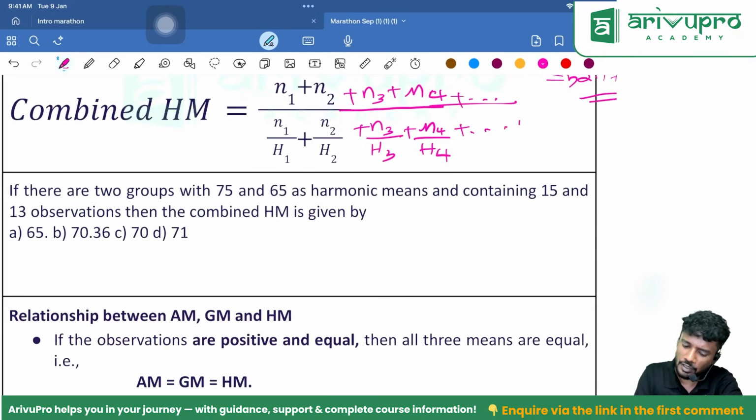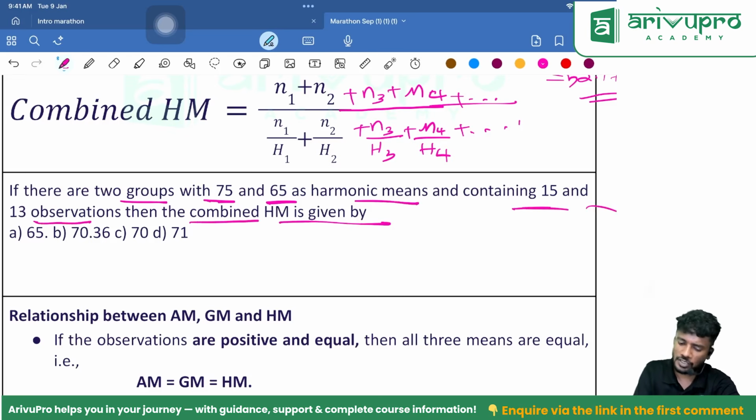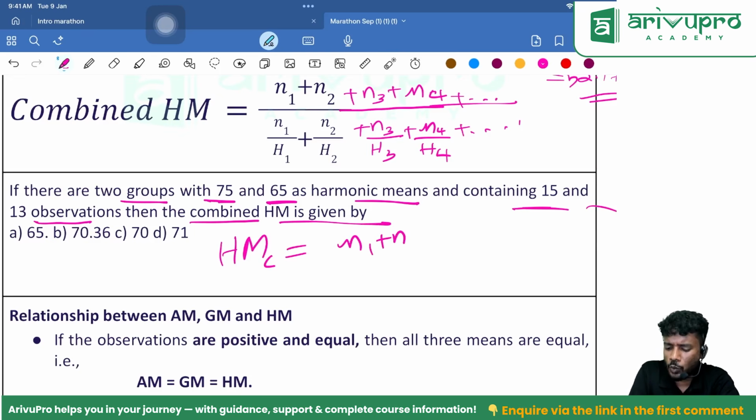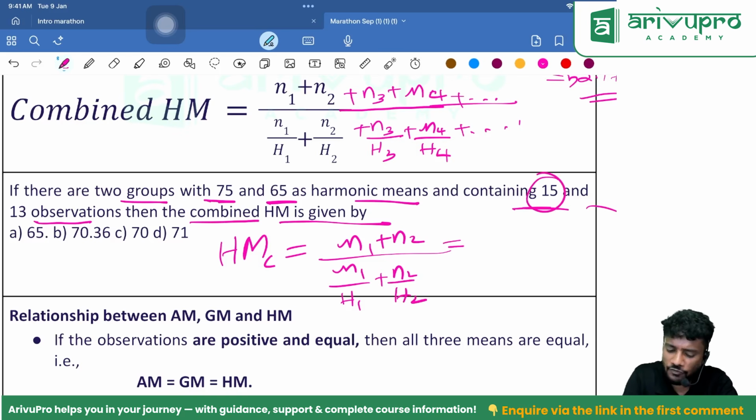One question is there. If two groups with 75 and 65 as harmonic mean containing 15 and 13 as observations, then the combined HM is given to be how much? So combined HM can be written as HMC is equal to N1 plus N2 divided by N1 by H1 plus N2 by H2. So N1 is how much here? Containing 15 and 13. That means N1 is 15, N2 is 13. So 15 plus 13 divided by 15 by 75 plus 13 by 65.